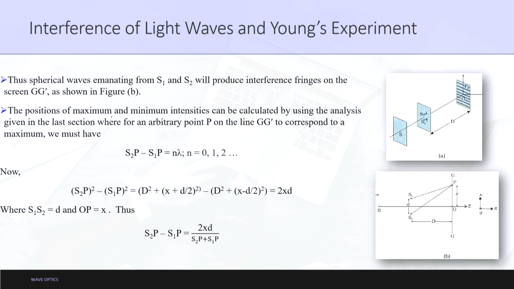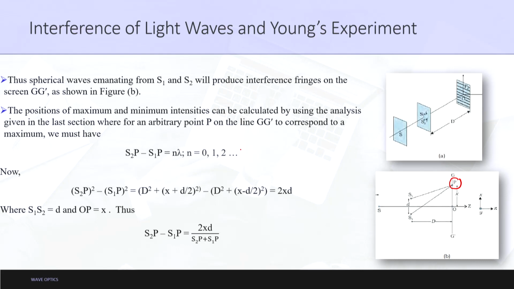Okay, so the positions of maximum and minimum intensities can be calculated by using the analysis given in the last section, where for an arbitrary point P, on the line GG dash, to correspond to a maximum we must have the bright fringe in the interference pattern. How will we find the bright fringe? For a bright fringe, as the name suggests, the intensity has to be maximum. For that, the path difference, S2P minus S1P at the same point, should be a multiple of the wavelength. Hence S2P minus S1P is equal to n lambda, where n can be 0, 1, 2 or anything.